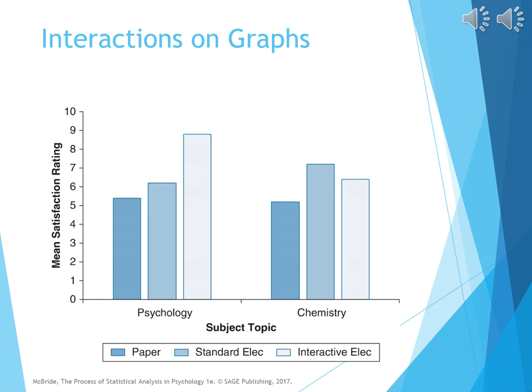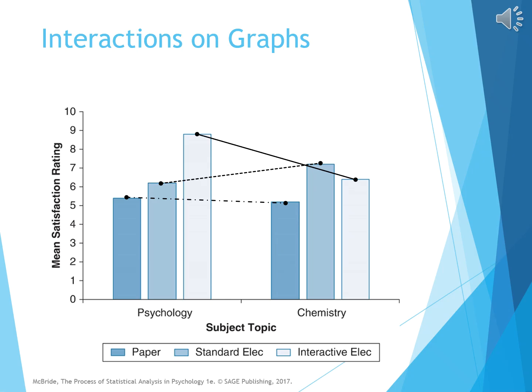And so what I would do is turn this into a line graph. So imagine that you just take the point at the middle top of each of these bars. That becomes a single point, and you can connect them like I've done here so that the paper format is connected with a line between psychology and chemistry. The standard electronic version is connected with a line between psychology and chemistry, and the interactive electronic version of the textbook is connected with a line.